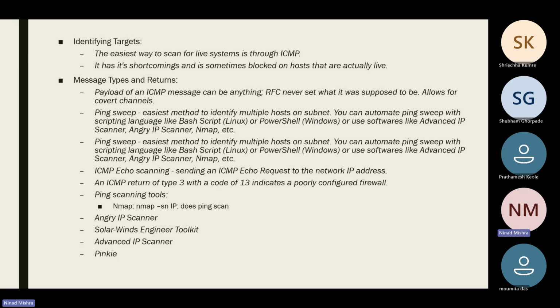And there is ICMP echo scanning. Again, the same thing, ping. It sends an echo request to the network IP addresses. An ICMP return of type 3 with the code of 13 indicates a poorly configured firewall. So when you are doing ICMP echo scanning, it will return some code, and if it returns type 3 with code 13, it indicates that a firewall is present but poorly configured. The policies and everything are missing on it.